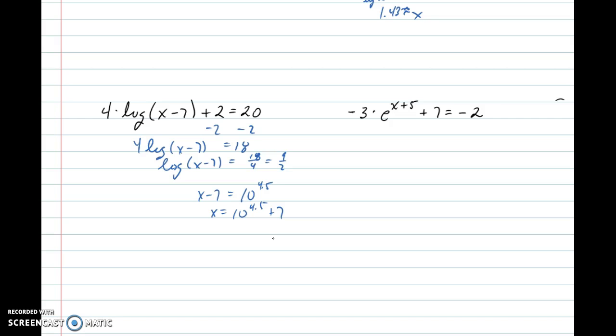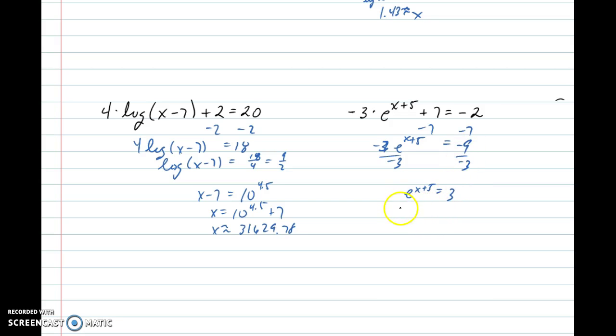Again, if I want a decimal approximation, I type it into the calculator, and I'm going to get x is approximately 31,629.78. And that's that answer. On the other side, I can start the same way. I'm going to subtract 7 from both sides, and I've got negative 3 e to the x plus 5 equals negative 9. I'm going to divide both sides by negative 3, and I get e to the x plus 5 equals 3. So I undo the logarithm.